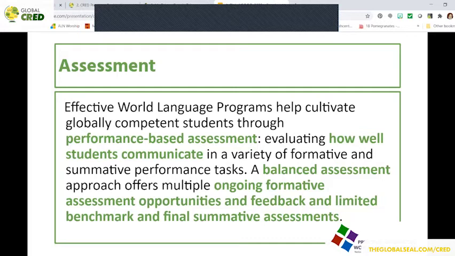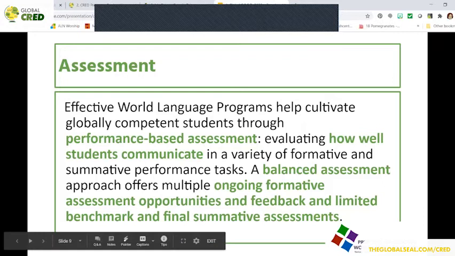This is different, personally, from how I was assessed, the type of language experiences I had. Mine was much more about memorize these vocabulary words, make sure that you conjugate all of these verbs, make sure you can put the correct form of the verb in the blank. And that's not performance-based. So we've moved away from that. We are focusing much more on performance-based assessments.